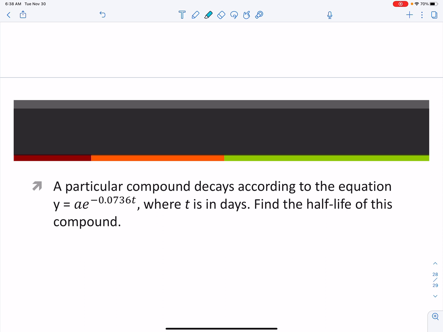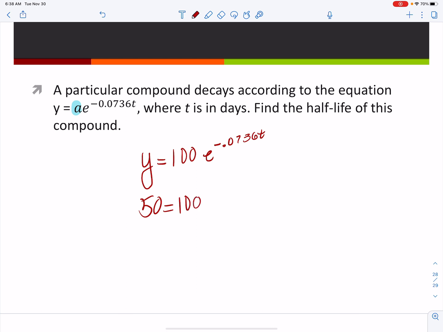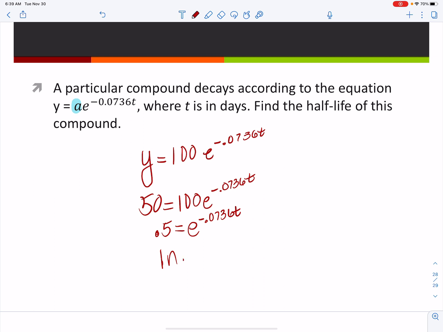Okay? Now, here's the reason why if you struggled, you're like, but it doesn't give us a starting value. Can't you make that starting value anything you want? So I like to make mine 100. That is what I do. Okay? Which means if I'm doing half-life, that's going to make it 50. I divide both sides by 100 and I get 0.5. This is where a lot of you maybe jumped right to this step because we have talked about that. So I'm going to do the ln. I'm going to just write what I'm all doing here. Negative 0.0736t and divide by that.